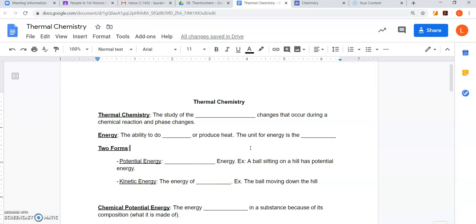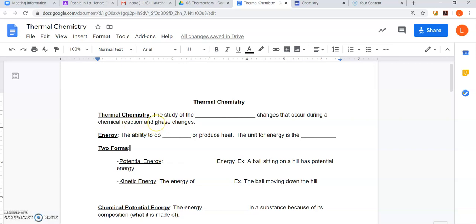When we talk about thermal energy, we're talking about the study of the heat changes that occur in a chemical reaction. That's pretty easy. We'll look at some examples. You learned about all kinds of chemical equations and reactions a couple units ago. But then there's also phase changes.